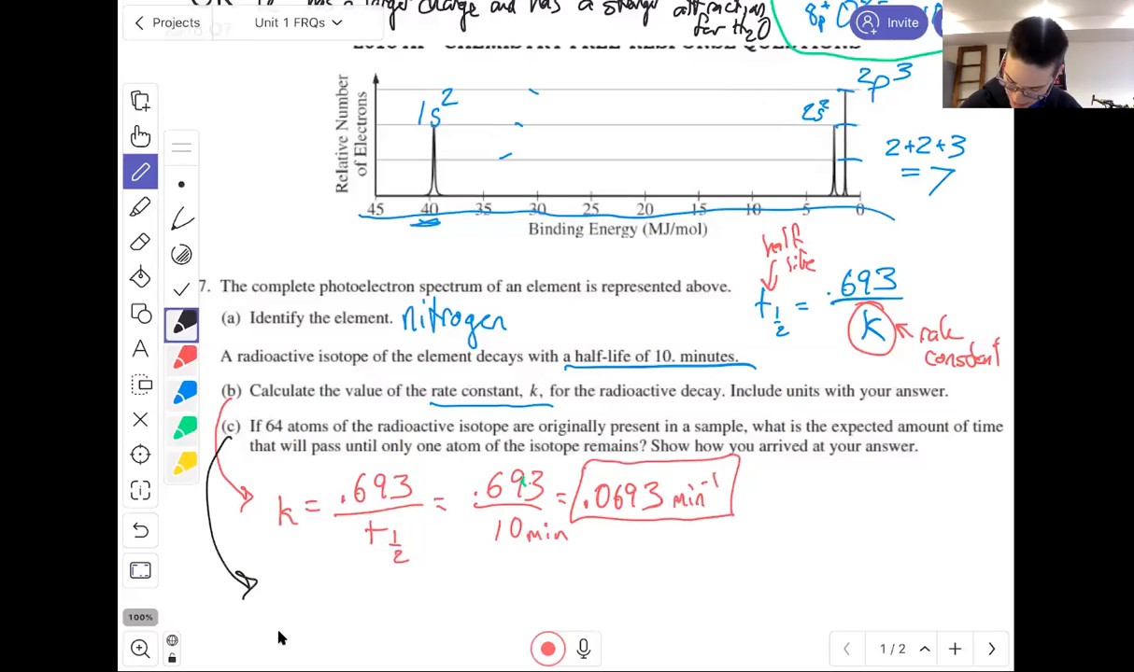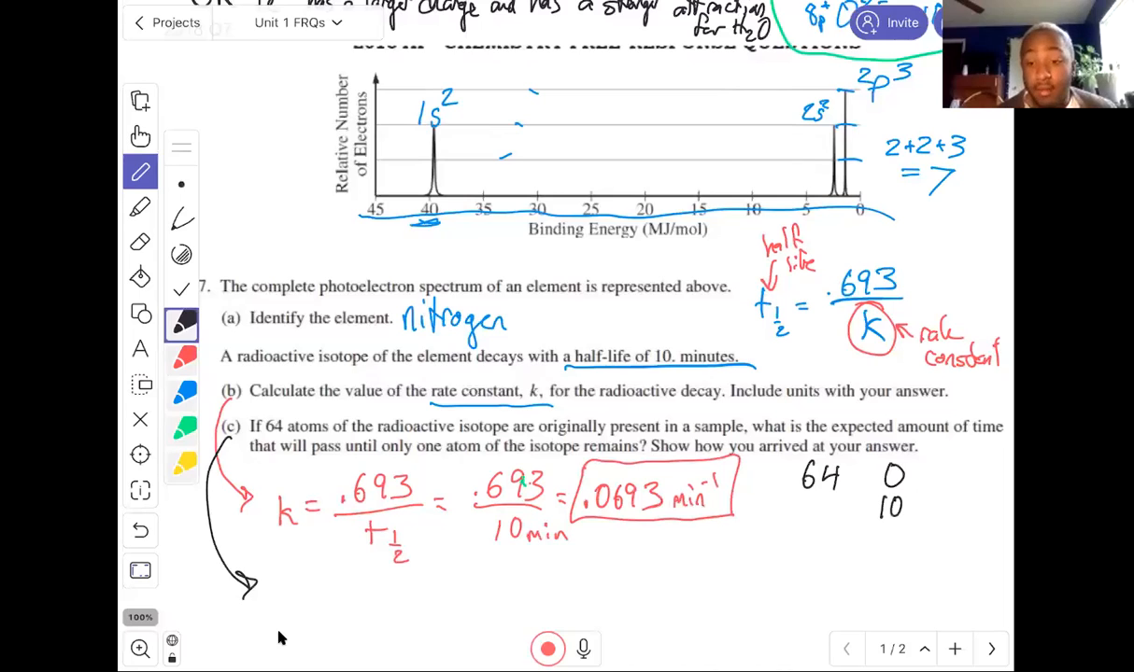So it says, of 64 atoms of the isotope originally present, what is the expected amount of time that will pass until only one atom remains? So I have 64 at time 0. After 10 minutes, how many do I have? Half of that, which is 32.